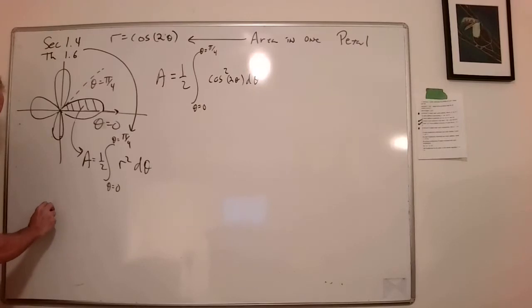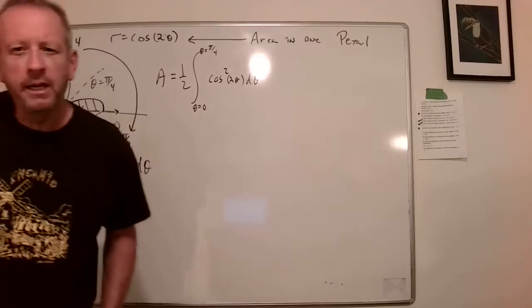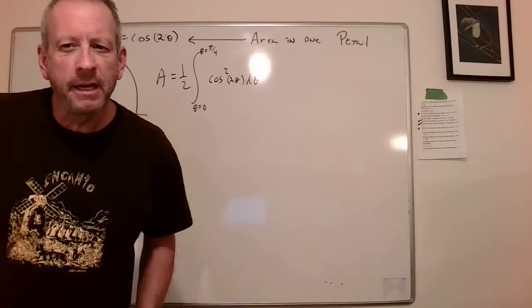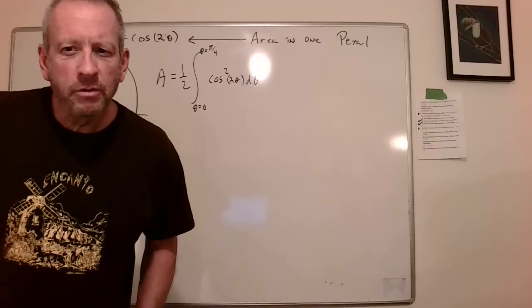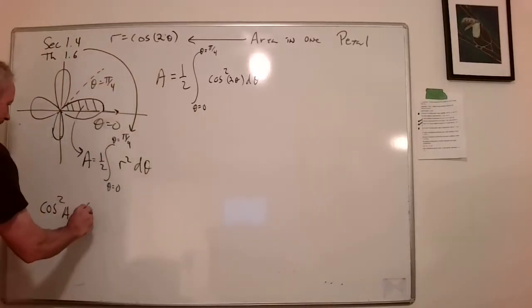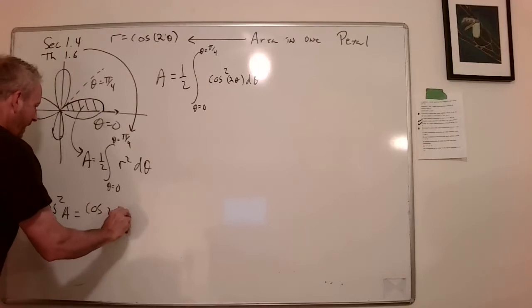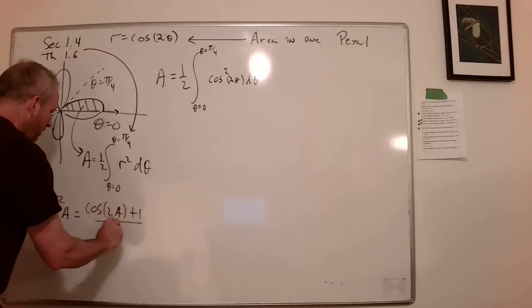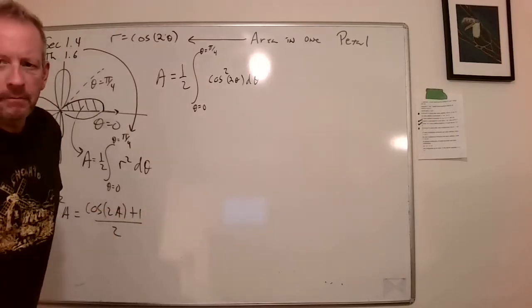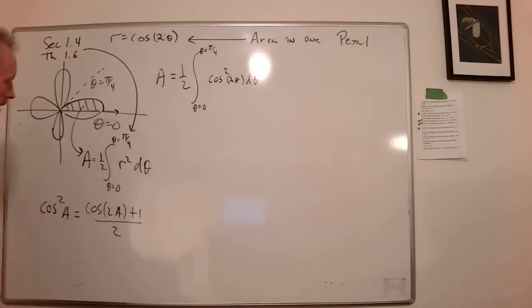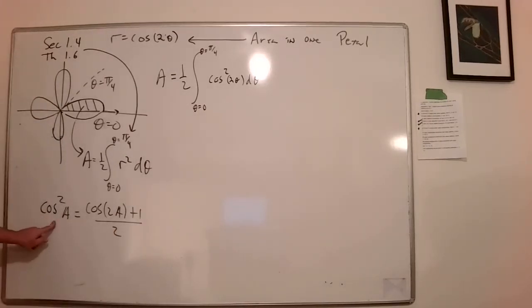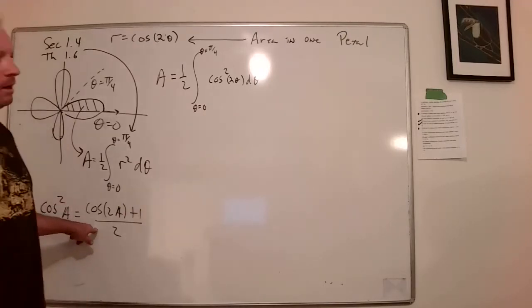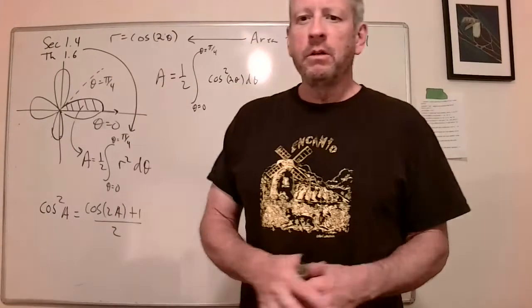Cosine of something, let's say cosine of a, squared, is equal to, hold on, I've got to do a little math here while I'm at it, cosine of 2a plus 1, divided by 2. Okay, so we can use this to rewrite cosine squared as cosine. And once we get cosine, we should be able to integrate with no troubles.